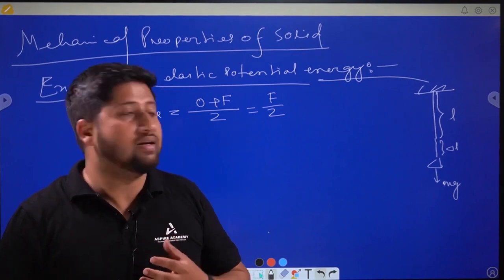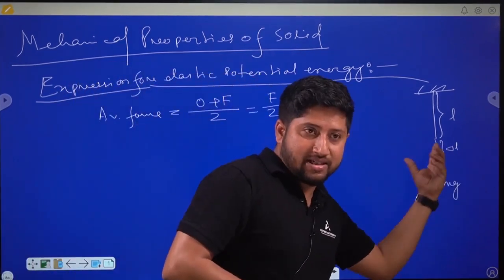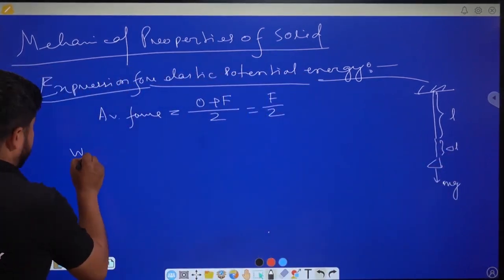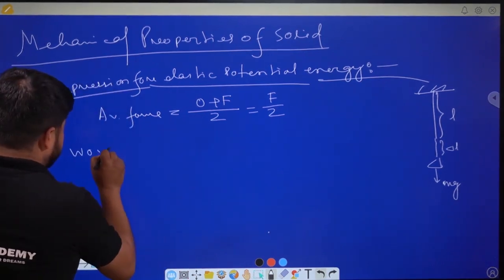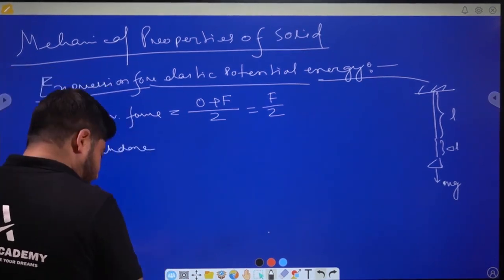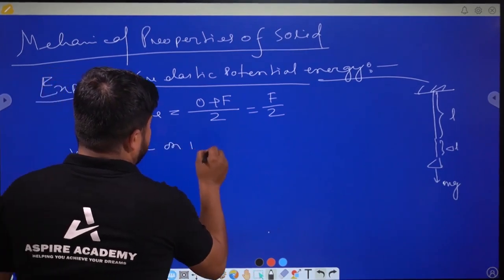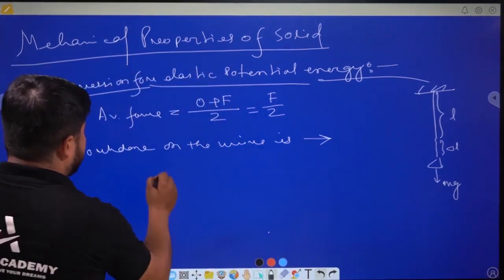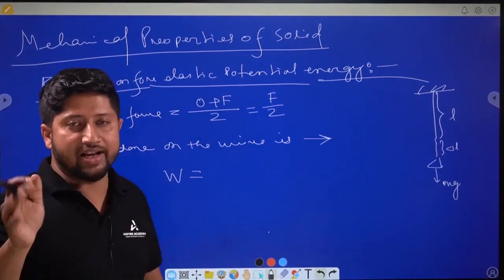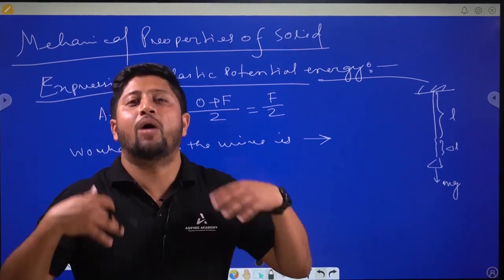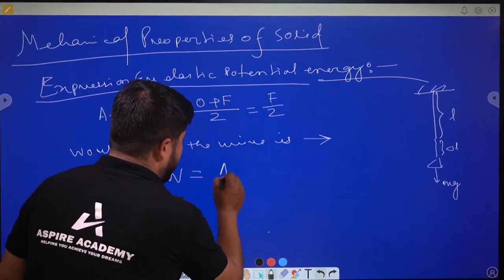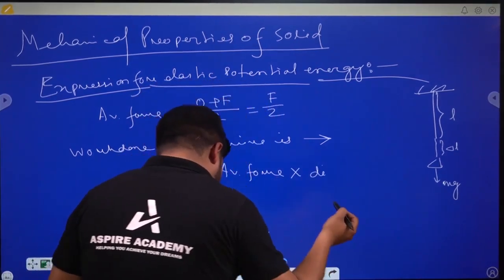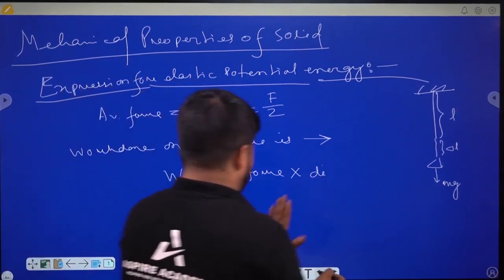Some amount of work done will happen in this case. This amount of work done will happen in this case. So what is the amount of work done? Work done on the wire is, what is the work done on the wire? Work done is equal to W. We know that work done is equal to what? Force into displacement. What force? Average force. So average force into what? Displacement is equal to what? What is this displacement?